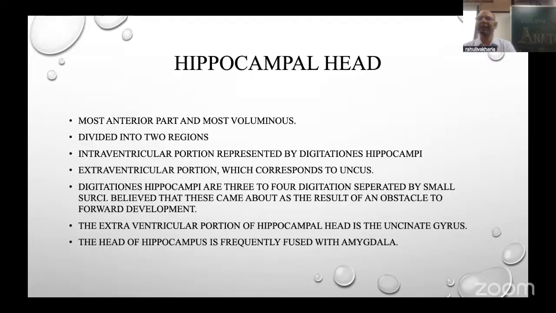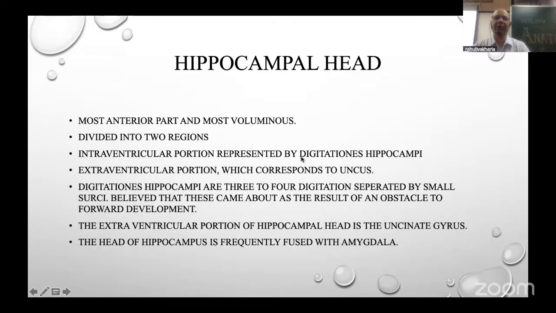Talking first about the head, it's the most anterior part of the hippocampus, and it is the most voluminous. The body and tail are not that big, but the head is more voluminous, and it's further divided into the intraventricular component and the extraventricular component. The extraventricular component is nothing but the uncus. The intraventricular component is what we see as those digitations on MRI or on the images.